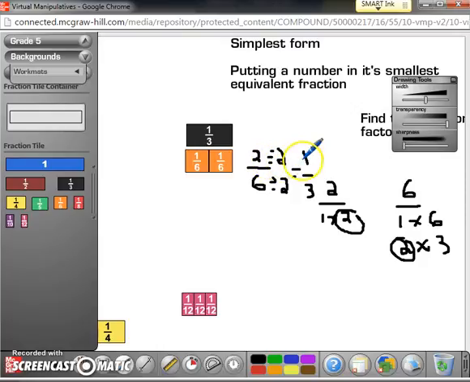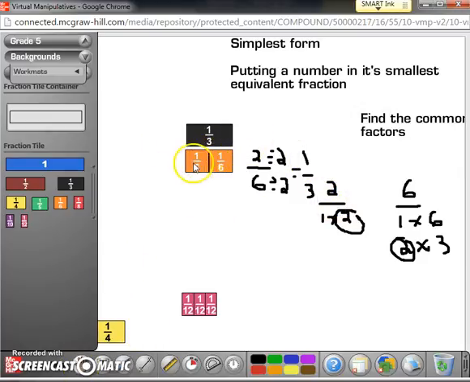2 divided by 2 is 1. 6 divided by 2 is 3. So 1/3 is my simplest form, and I can see this because this is 2/6 right here, and this is 1/3. When I found those common factors, I divided the 2/6, 2 divided by 2, 6 divided by 2, my common factors, to come up with my simplest form.